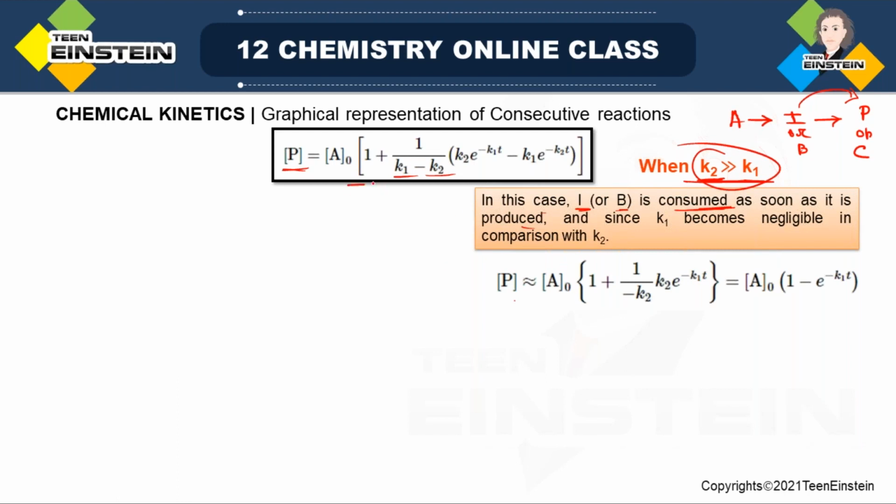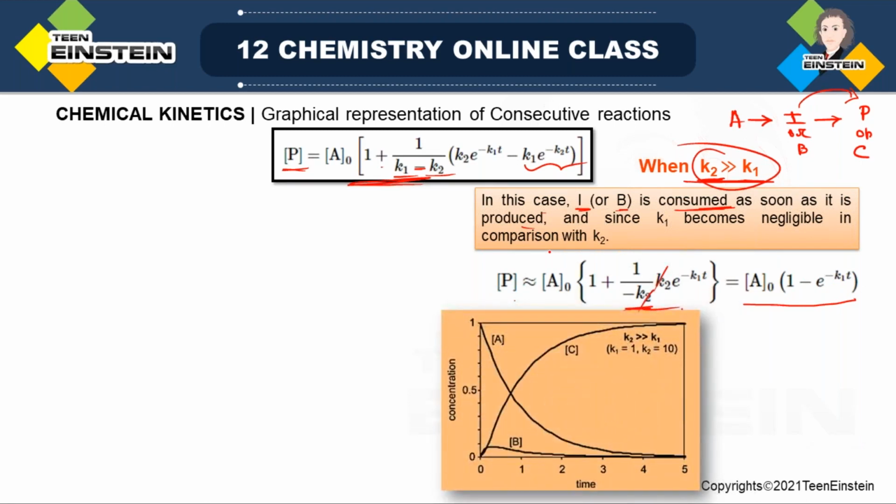So when you are ignoring K1 in this equation, it will be reduced to 1 plus, now it will be 1 minus K2 because K1 will not be present. And this total term will also vanish, and ultimately we are getting this equation. Now here K2 will be cancelled, and ultimately we are getting A naught into 1 minus e to the power minus K1t. So in the final expression for the concentration of the product P, we have only rate constant K1, not K2.